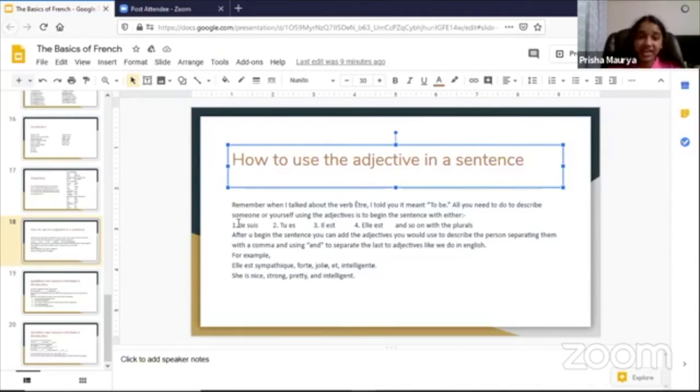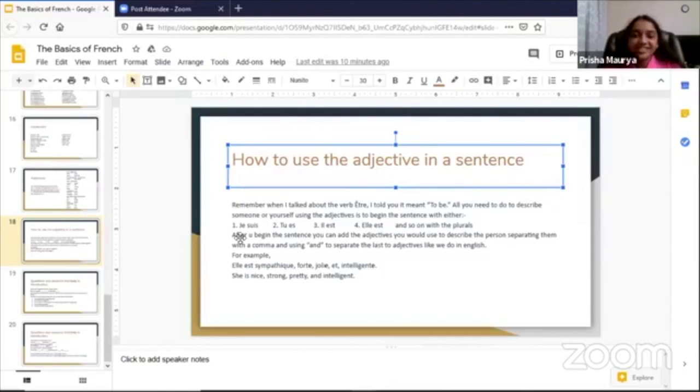So you would be saying I am when you're using the adjective to describe yourself, and then you use the adjectives to describe yourself. If you're describing the person right in front of you, like saying you are amazing, you have to start with tu es, and then use the adjective. If you're describing another male, you use il est, and if you're describing another female, you use elle est. And so on with the plurals.